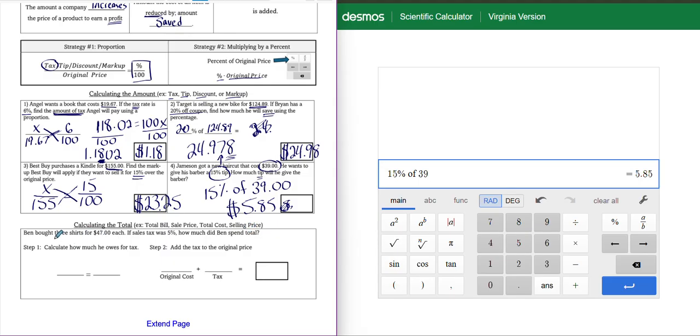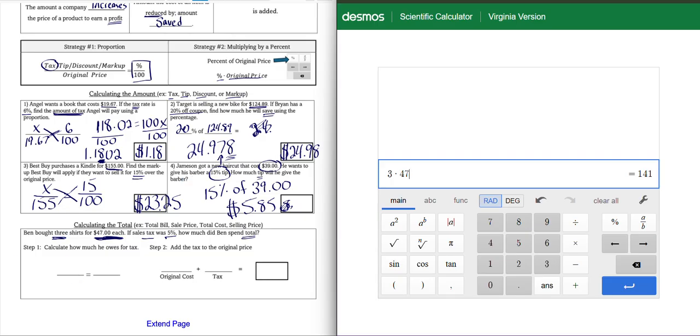Ben bought 3 shirts for $47 each. If the sales tax is 5%, how much will Ben spend in total? So there's actually an added step on this one. If he's buying 3 shirts and they're each $47, we have to do 3 times 47 to figure out the cost of all 3 shirts, which is really $141.